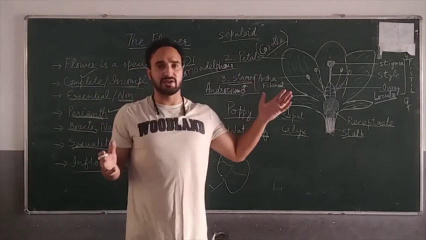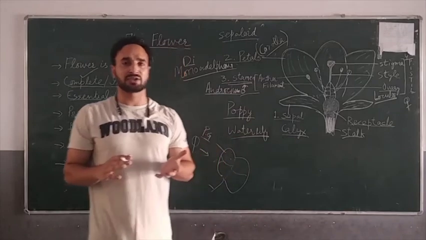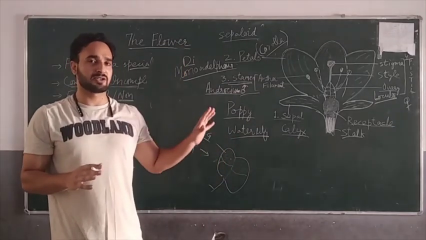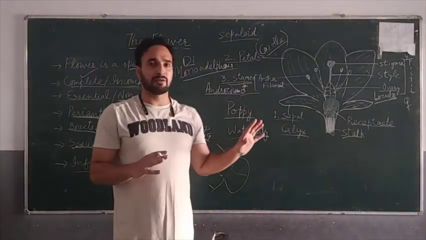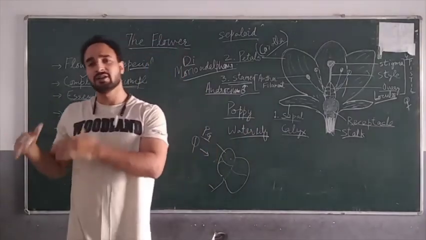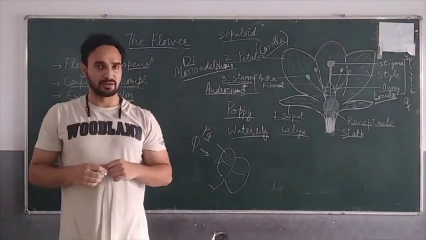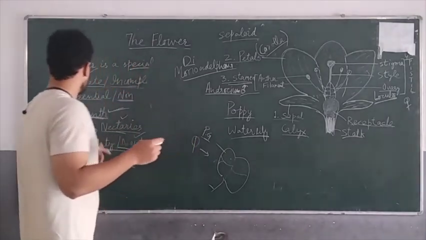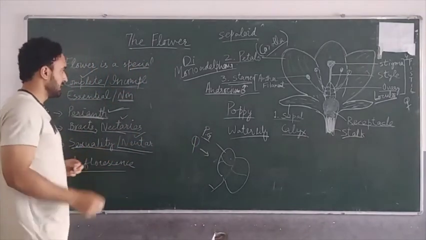Only androecium and gynoecium are involved directly in the reproduction. That's why we call androecium and gynoecium the essential parts of a flower, and sepals and petals the non-essential parts of a flower. Understand? Okay.